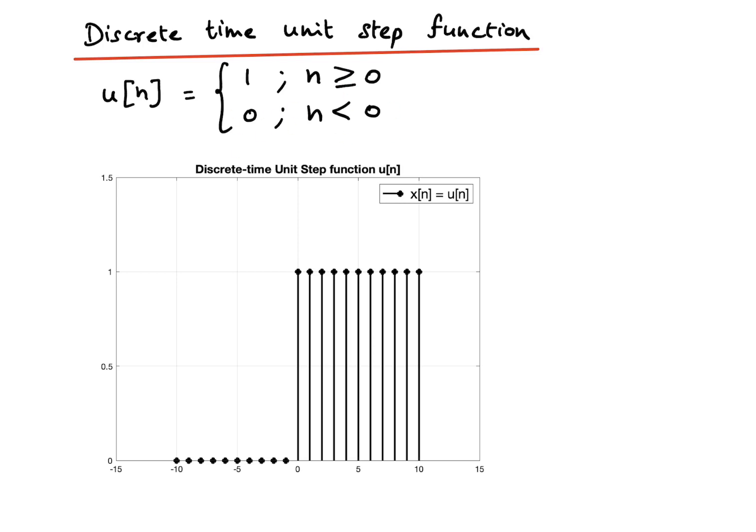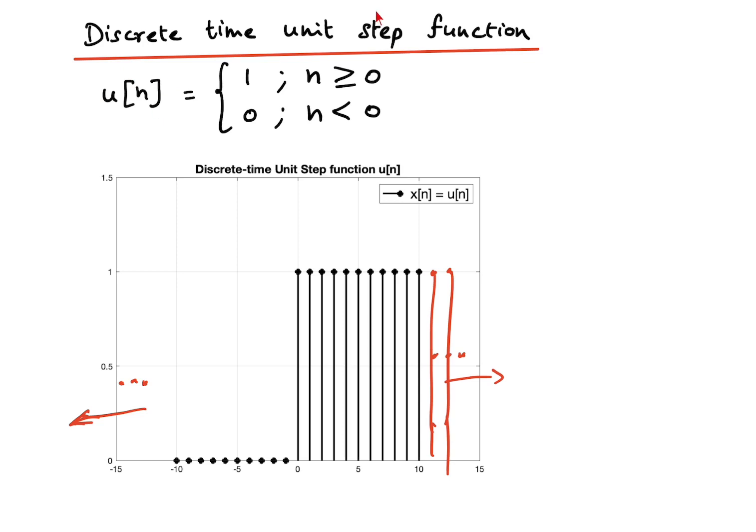For negative values of n, the samples of the unit step function take on the value of 0. Okay, and again I've shown it from minus 10 to plus 10, and this could go on and on, in this direction and in this direction. If we keep going to the right, you'll continue having more lines like this. So that's the discrete time unit step function, which is represented as u of n.